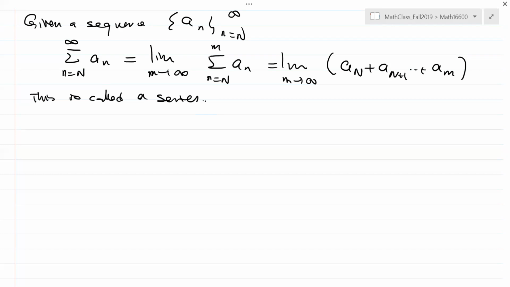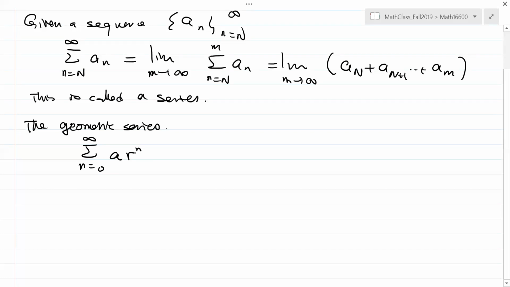The most important one is called the geometric series, which is in the form of the sum of a r^n, n starting from 0 to infinity. So n can be anything, right? The question is whether this one is defined. It's infinitely many sums. So let's study this.